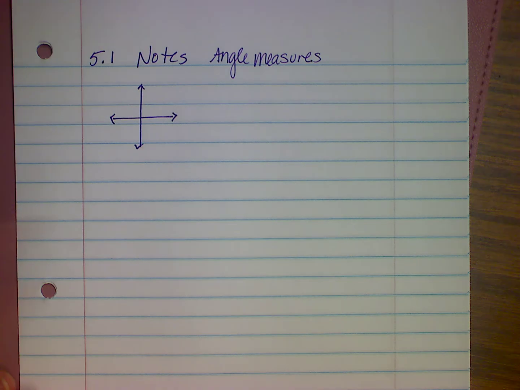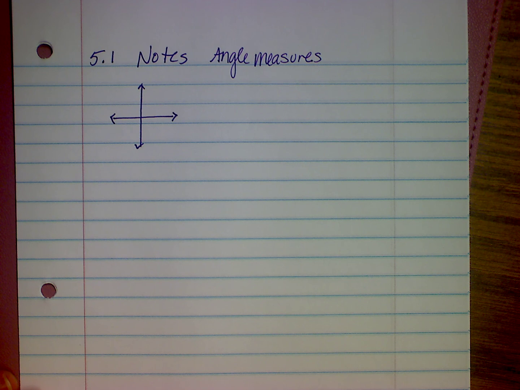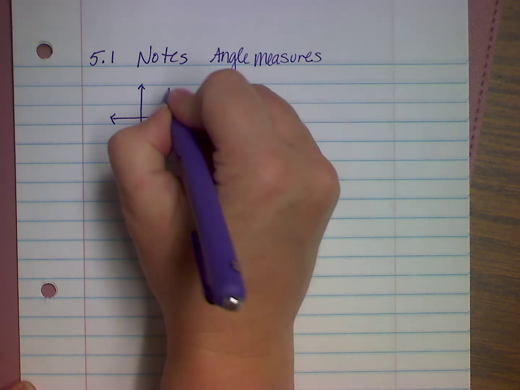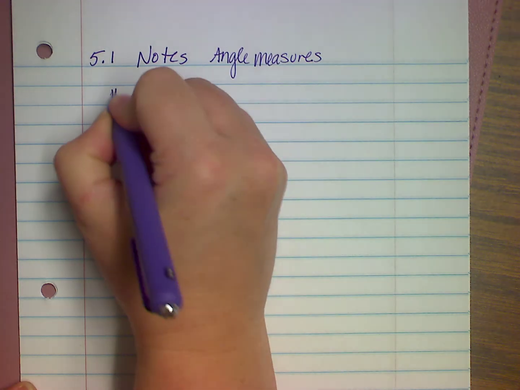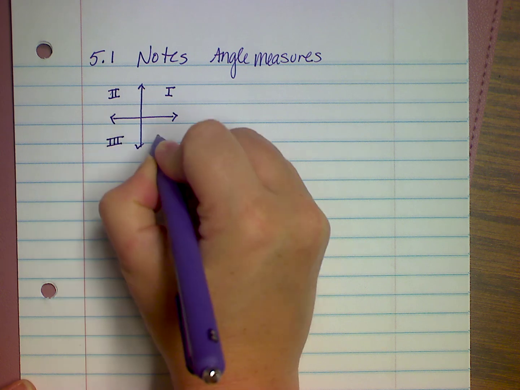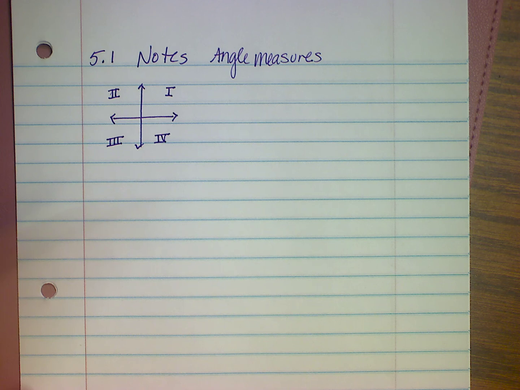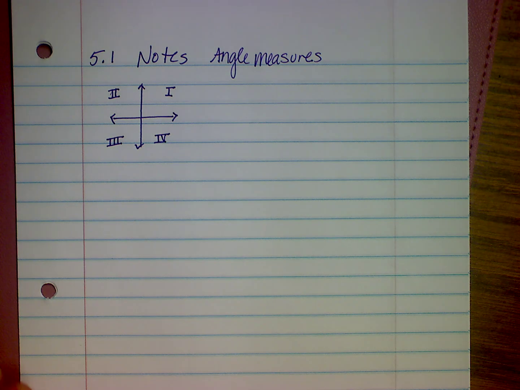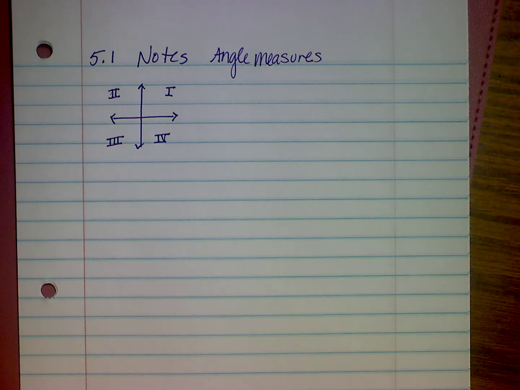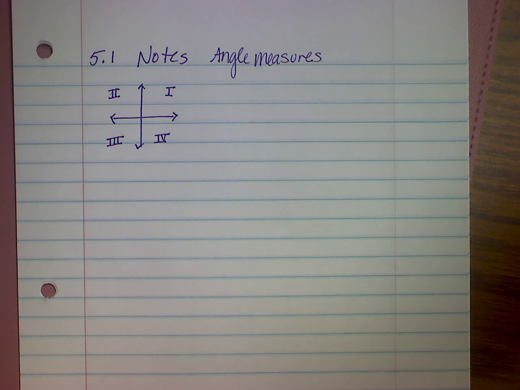So what I have here is an XY axis, right? And some things we know about the XY axis. We know that this is quadrant 1, this is quadrant 2, this is quadrant 3, and this is quadrant 4. We know that, right? That's a piece of cake. Yeah? In addition to that, we learned in the spring about these things called angles in standard position.